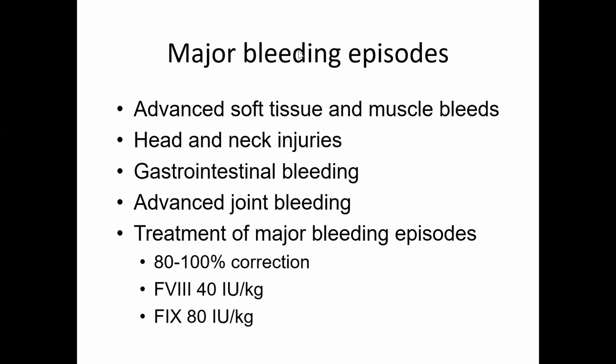Major bleeding episodes include advanced soft tissue and muscle bleeds, head and neck injuries, GI bleeds, and advanced joint bleeds. The treatment here is always 80 to 100% correction. You want to really elevate the factor concentrates. For factor 8, you'll give 40 international units per kg, whereas for factor 9, you'll give 80 international units per kilogram.